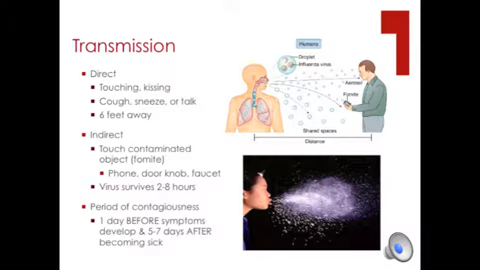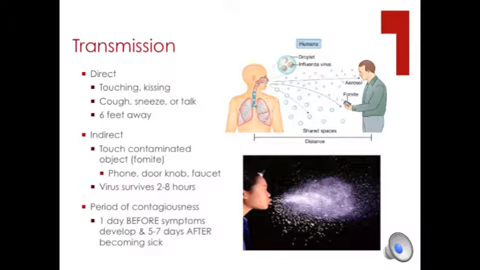People can also be exposed to influenza indirectly. This happens when you touch a surface or object that has the flu virus on it, and then you touch your mouth, eyes, or possibly your nose. These non-living objects that harbor and transmit pathogens are called fomites. Some examples could be a phone, as you see in the slide, doorknobs, or faucet handles. Studies have shown that human flu virus can survive on surfaces between 2 and 8 hours.